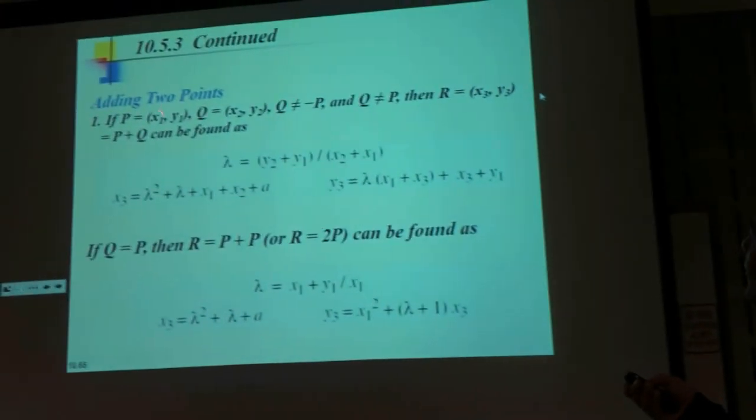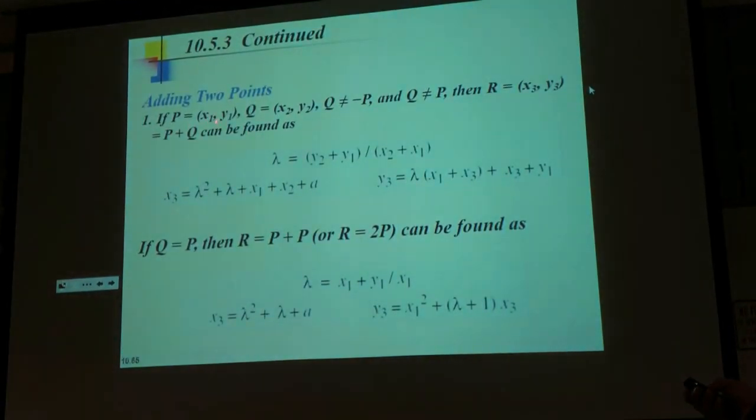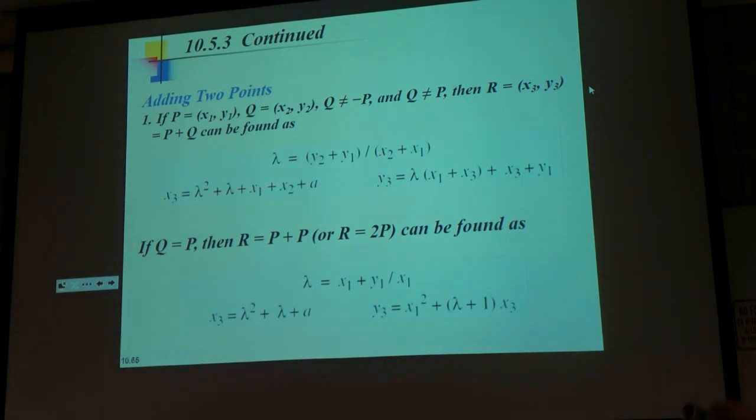So the rules for adding two points. If P equals (x1, y1) and Q equals (x2, y2), they are not equal to each other or reverses of each other, R is calculated as (x3, y3), and these are the rules. Firstly, you have to calculate the slope, then x3 and y3. We don't have to prove it in this, just the rules, all right?